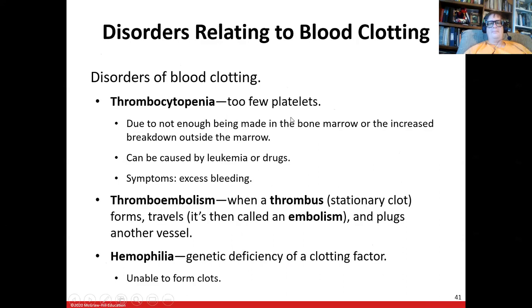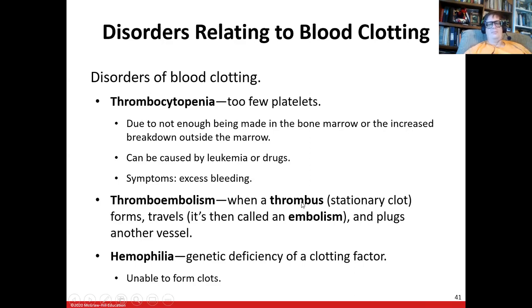This happens because you're not making enough of them. You're not making enough megakaryocytes to break apart into platelets. So it's not happening in the marrow. Or you could have them falling apart prematurely outside the marrow. Either one of those. This could be because you have drugs that make it hard to make megakaryocytes, or it could be because you have something like leukemia where the body is spending all of its time making abnormal white blood cells instead of making the things it should do. What happens in this case when you've got too few platelets? You bleed a lot. You have excess bleeding.